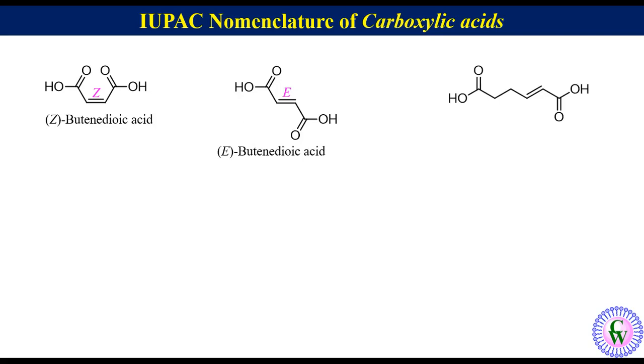In this example, the parent chain has 6 carbon atoms with a double bond at C2 having E configuration. So, it will be named as E-hex-2-ene dioic acid. Acetylene dicarboxylic acid. It will be named as butyne dioic acid.